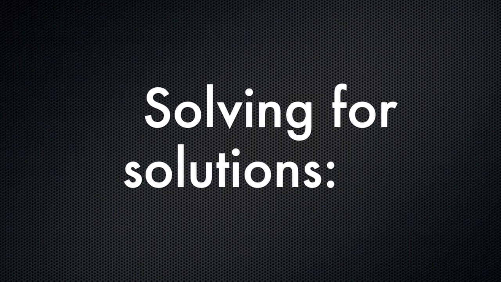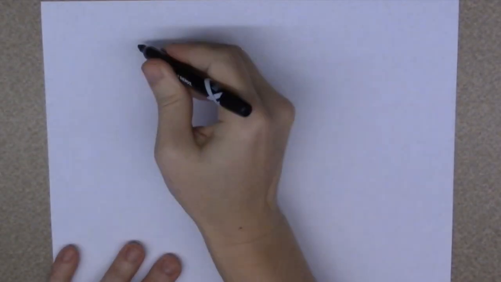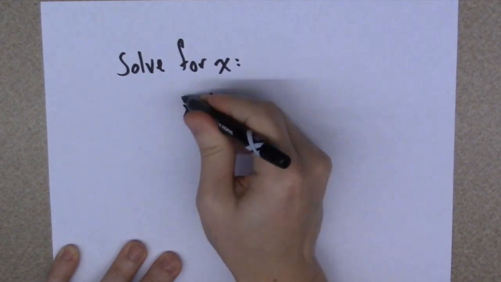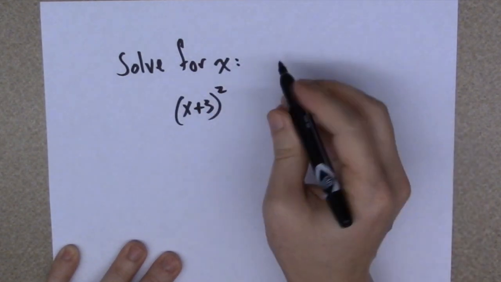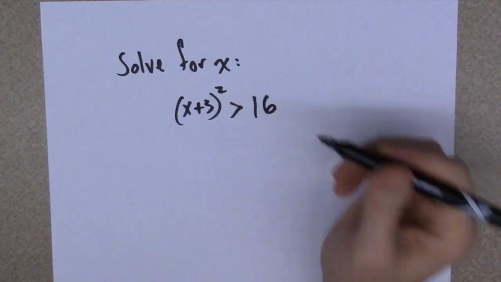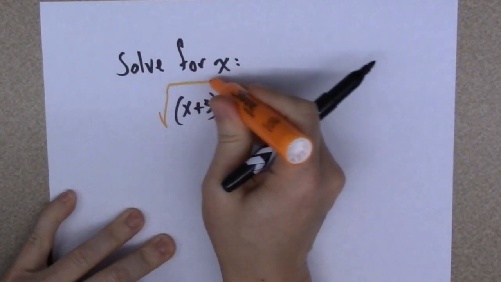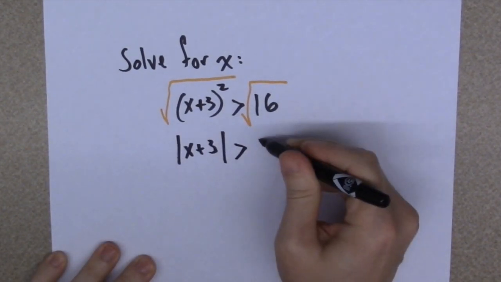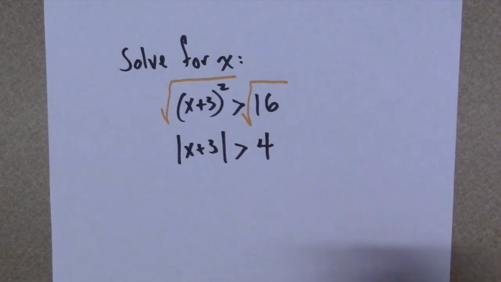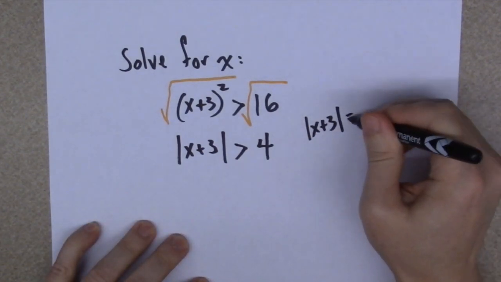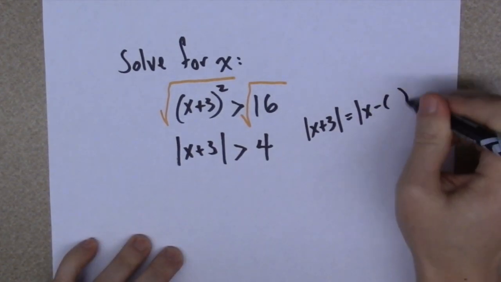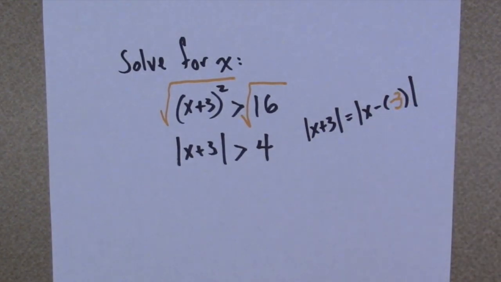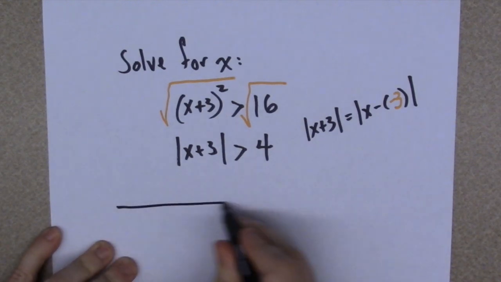Another example of solving for solutions. If x plus 3 squared is greater than 16, again you can take the square root of both sides. You get the absolute value of x plus 3 is greater than 4. That means that the distance away from not 3 but negative 3, remember the absolute value of a difference is distance only if it's a difference.